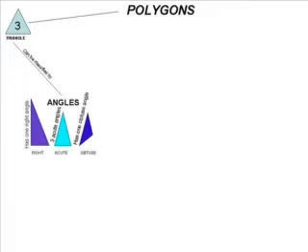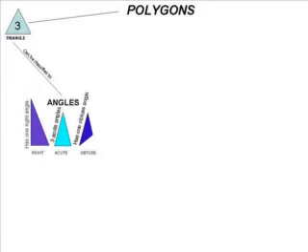If you name a triangle by the measure of its angles, the triangle can be a right triangle, an acute triangle, or an obtuse triangle. A right triangle has one angle which measures exactly 90 degrees. The other 2 angles are acute angles.